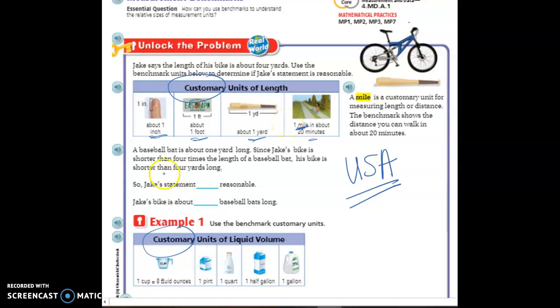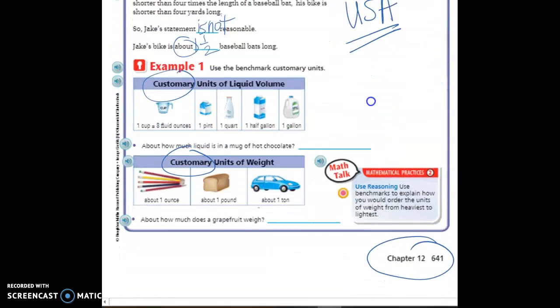Now, it says right here, a baseball bat is about 1 yard long. Since Jake's bike is shorter than 4 times, so they're thinking about 4 times of these, his bike is shorter than 4 yards long. So Jake's statement is not reasonable. Now, go ahead and fill these in. Remember, pause me whenever you need to. Jake's bike is about 1.5 baseball lengths long, because here's 1. Now, it's not quite a half, but the word about gives us that power.